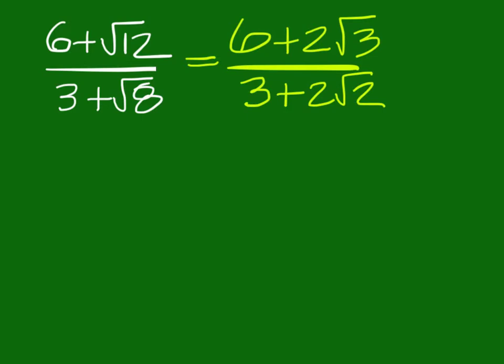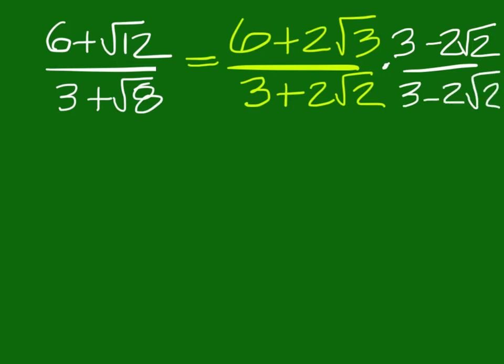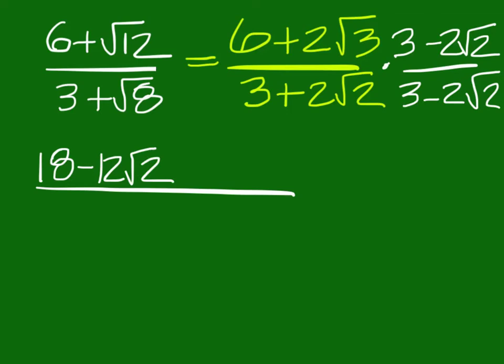What you have to do to proceed is to multiply the top and the bottom by 3 minus 2 square root of 2, and then go about simplifying the problem as we did before. Okay, so on the top, what we're doing first is 6 times 3. That's an 18. And then 6 times the minus 2 square root of 2 is minus 12 square root of 2.